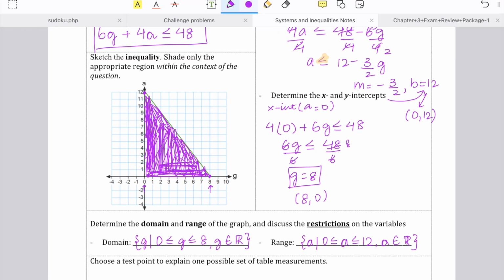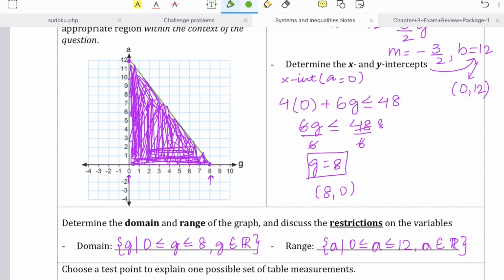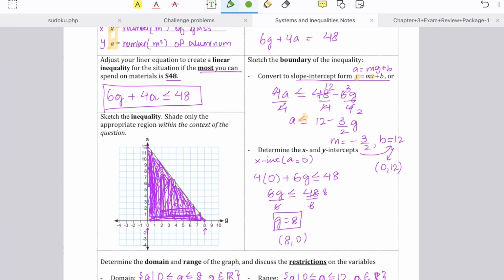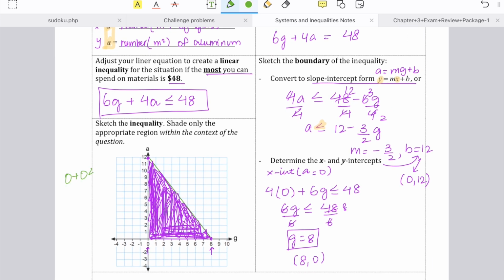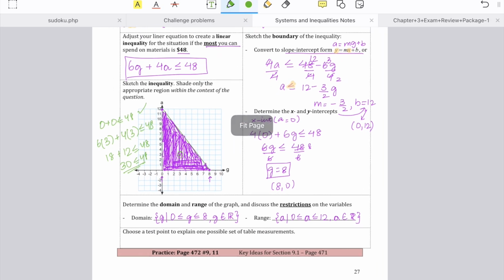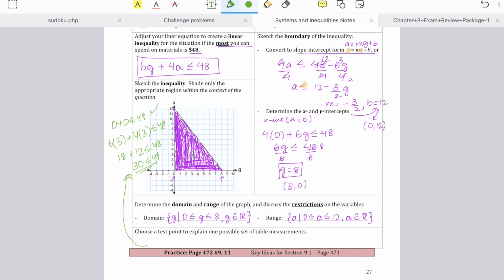Okay, so now you need to test if you did draw this correctly or not using a test point. So it can be anything. You can take 0, 0 even. If you do take 0, 0, it's just going to be 0 plus 0 is less than 48, which is true. Let's take 3, 3. 6 times 3 plus 4 times 3 is less than 48. 18 plus 12 is 30. So it's less than 48. That means we did do a good job. It is correct. Okay. Awesome.